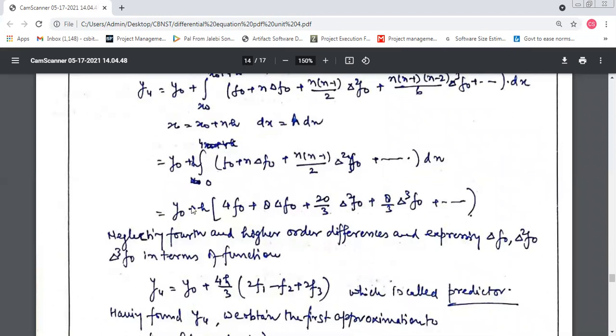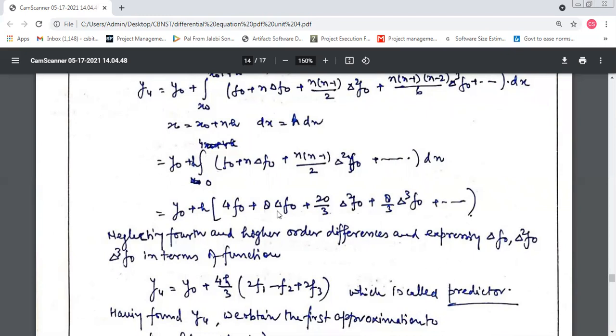So you will get y0 plus h, 4f0, because f0 will come: 4f0 plus 8 delta f0 plus 20 by 3 delta square f0 plus 8 by 3 delta cube f0, and so on, neglecting the fourth and higher order differences. Now we have to express delta f0, delta square f0, and delta cube f0 in terms of the function.